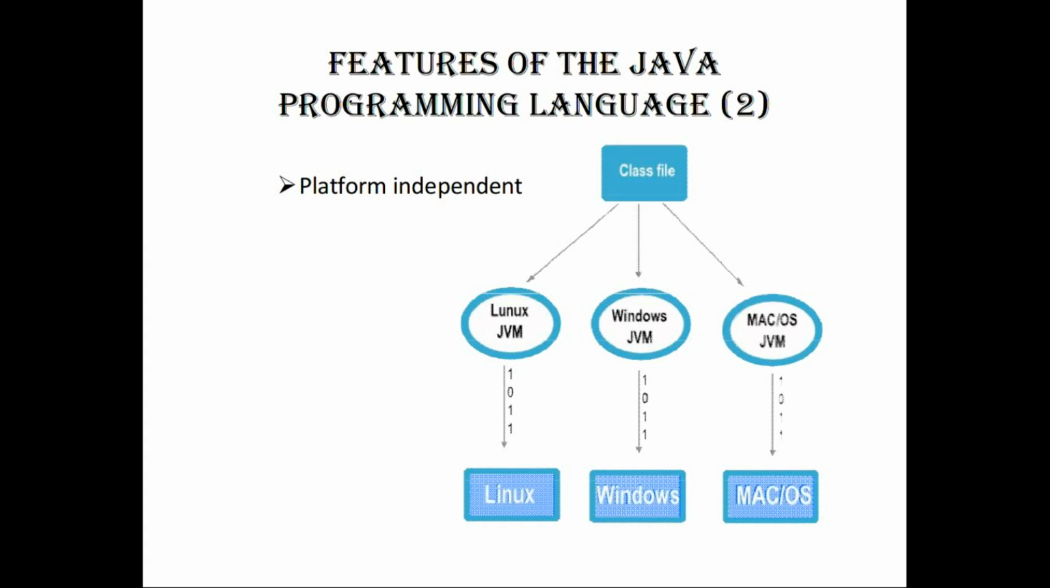So once you write your Java program, you can install it on a Mac, you can install it on a Windows machine, you can run it on an Ubuntu machine, whatever machine you choose. Why? Because there's a Java virtual machine already implemented for that environment.